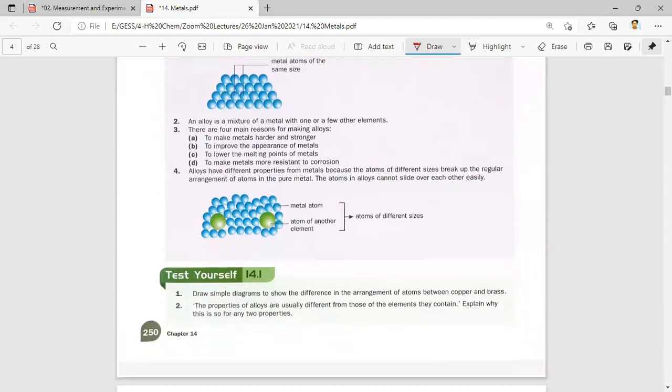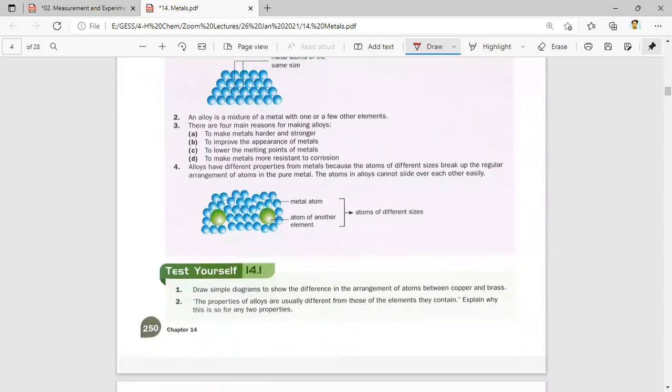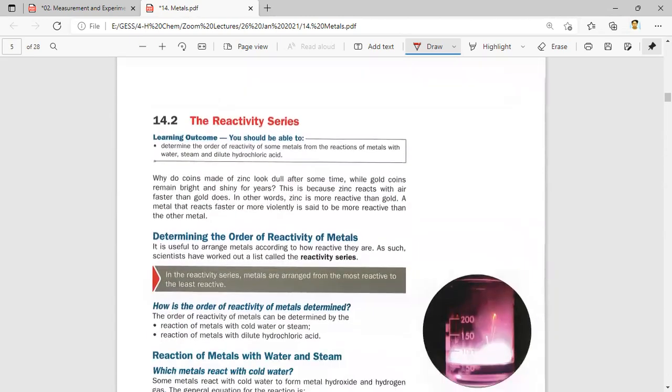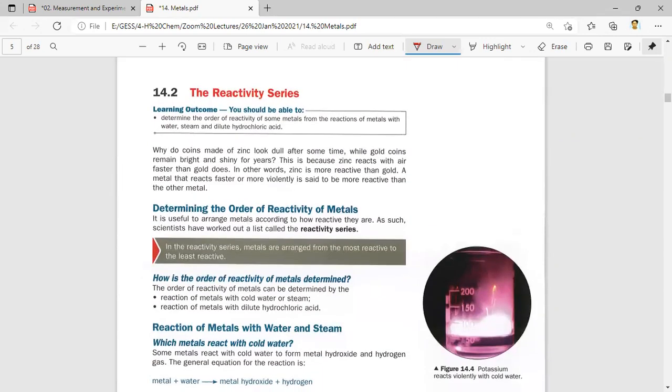So that's for 14.1, looking at the properties of the metal and then looking into the atom level, to see why it is so in terms of the hardness of alloys. Okay, 14.2. We're going to go into reactivity. The key idea at 14.2 is to find out what the reactivity series is. I know most teachers will tell you, let's start off 14.2, this is the reactivity series, let's memorize it. In actual fact, 14.2 is to help you understand why the metals are arranged as such.